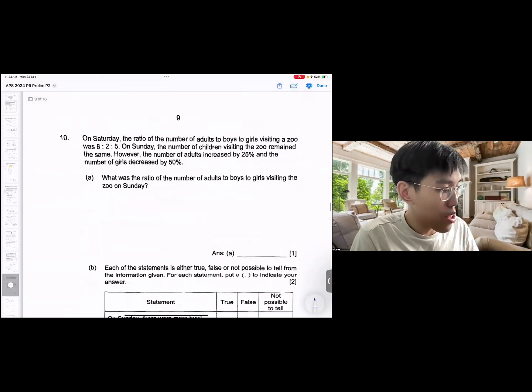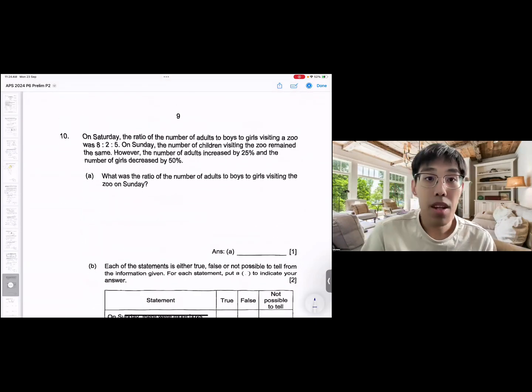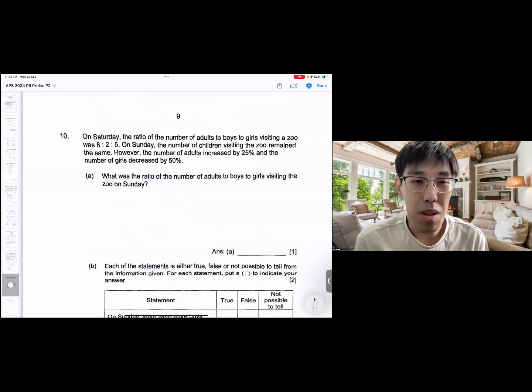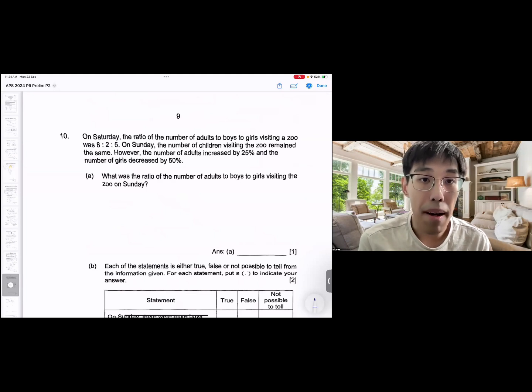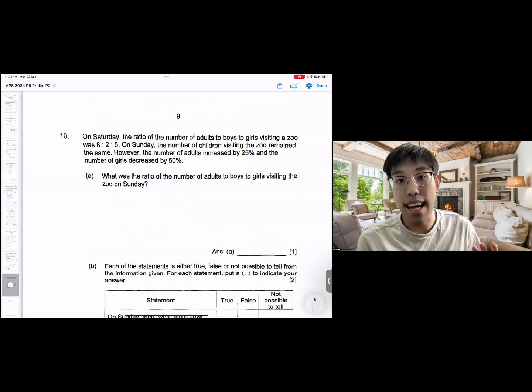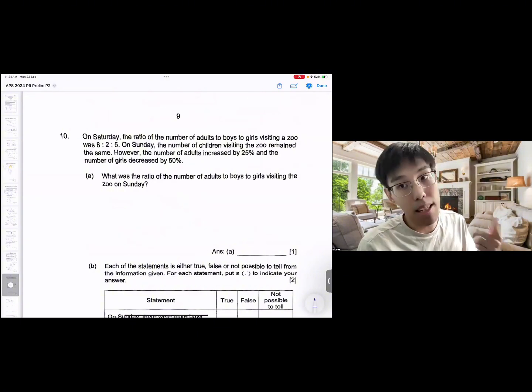Okay, can. Let's continue. On Saturday, question 10. We are question 10 already. The number of adults to boys to girls is 8 to 2 to 5. On Sunday, the number of children visiting the zoo remained the same. However, the number of adults increased by 25% and the number of girls decreased by 50%. So what we can visualize is also the number for boys increase because the number of children visiting the zoo is the same. So one goes down, the other one must go up.